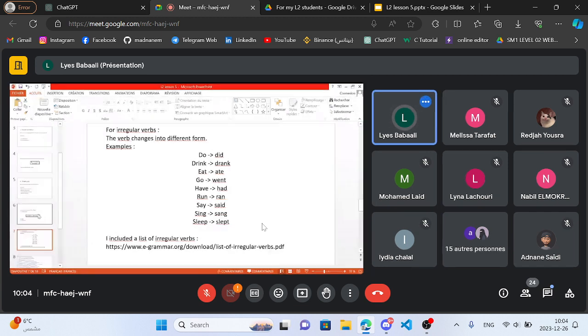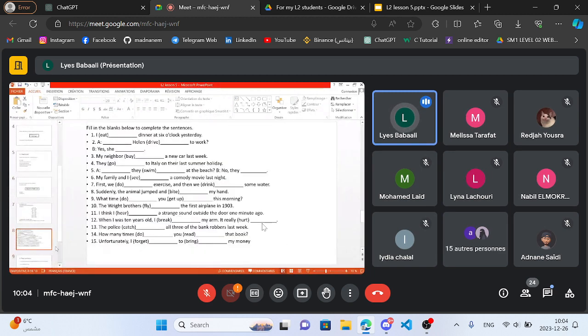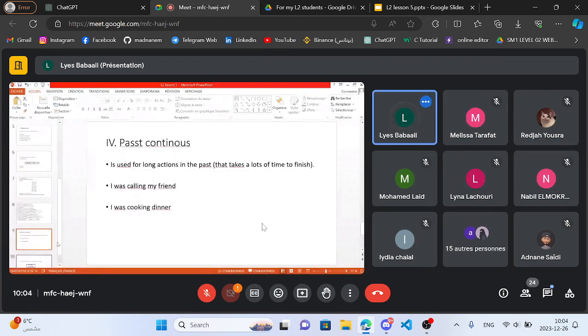Okay, what else? Before I move on, we have an exercise for simple past, but we will do it in the end. Let's go to past continuous. Past continuous is used for long actions in the past. It is like present continuous, but it's in the past. In a nutshell, it's used for actions in the past that take a lot of time to finish. So it's an action that started in the past and it's continuous.